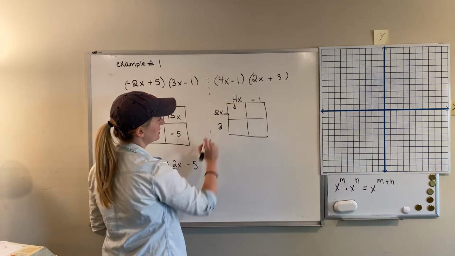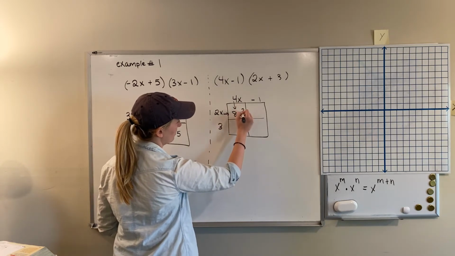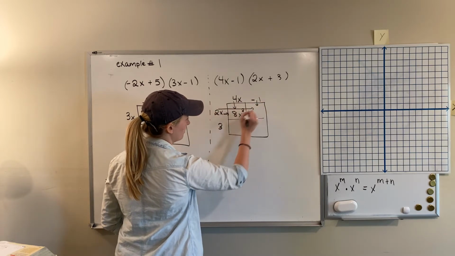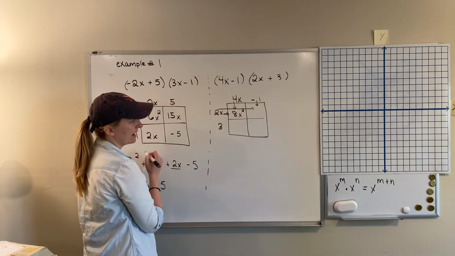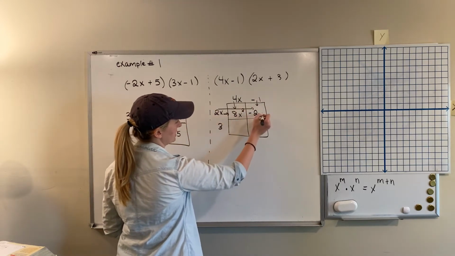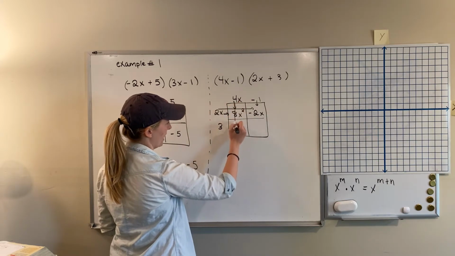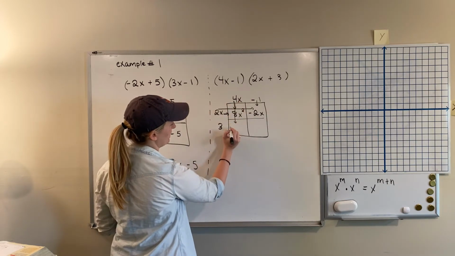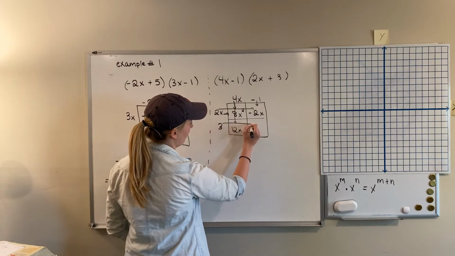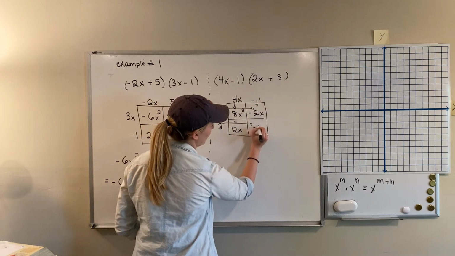And now I'm going to multiply each term. So 2 times 4 is 8. x times x is x squared. Now I'm going to do negative 1 times 2x. Negative 1 times 2 is going to be negative 2. There's no x, so I'm just going to tack on this x. Now I'm going to do 4x times 3. 4 times 3 is 12. Tack on your x. Last one, 3 times negative 1 is going to be negative 3.